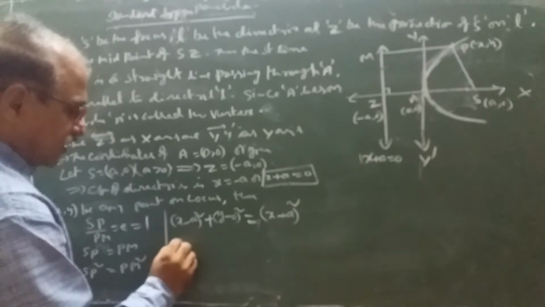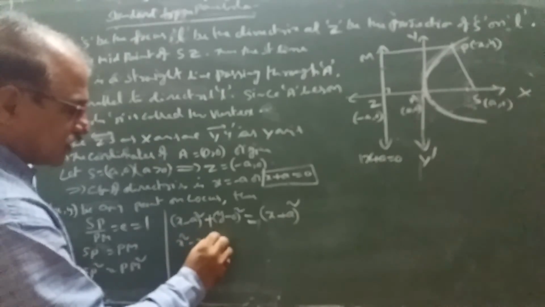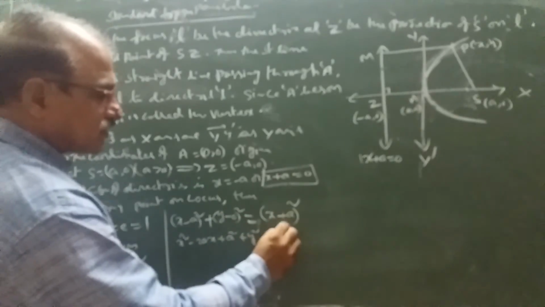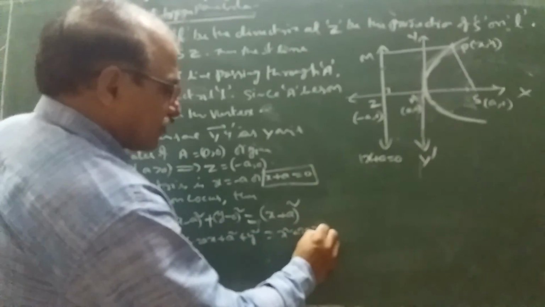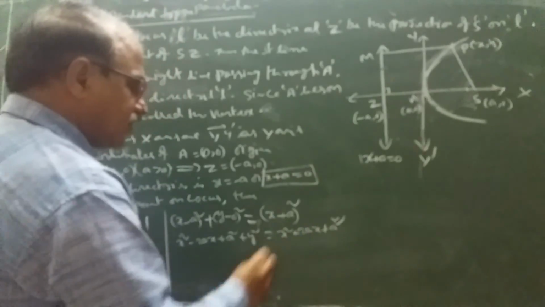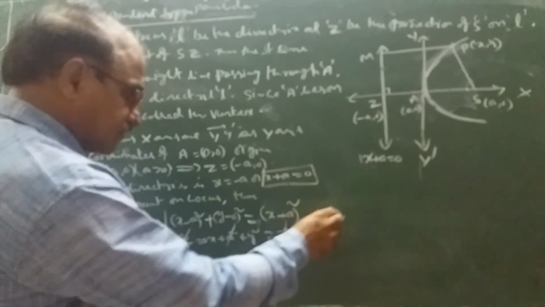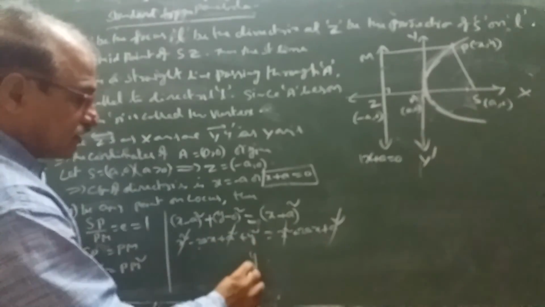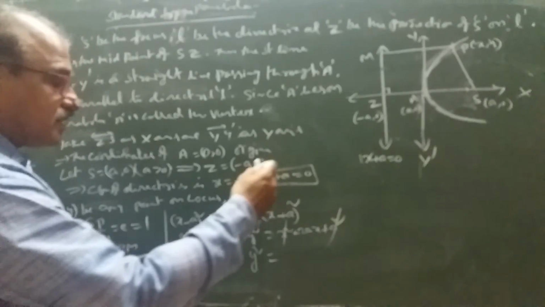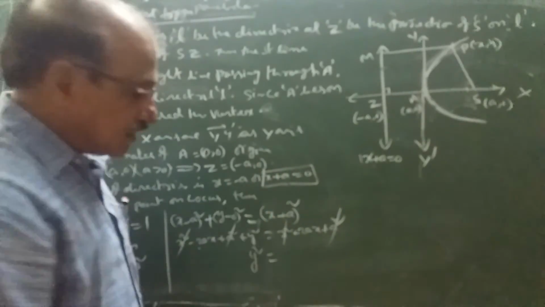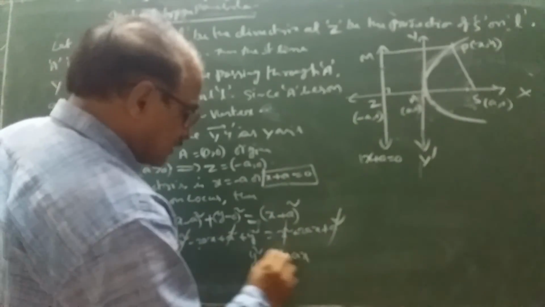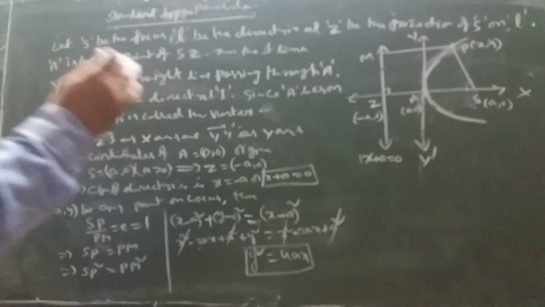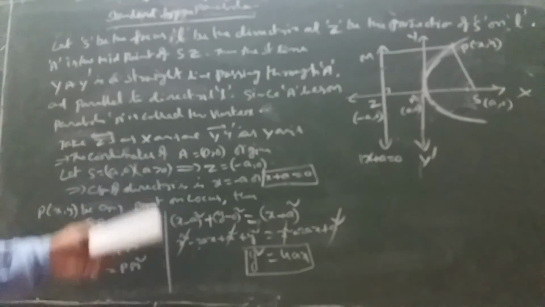That is x square minus 2ax plus a square plus y square, y1 being y, is equal to x square plus 2ax plus a square. By simplification, x square gets cancelled, a square gets cancelled. What is remaining? Minus 2ax plus y square. If we bring this minus 2ax to that side, 2ax plus 2ax is 4ax, so y square is equal to 4ax. This is the locus of the point P with the given data.